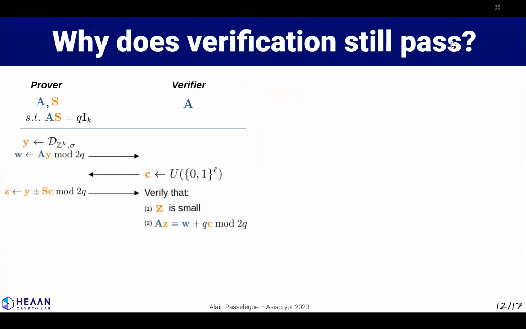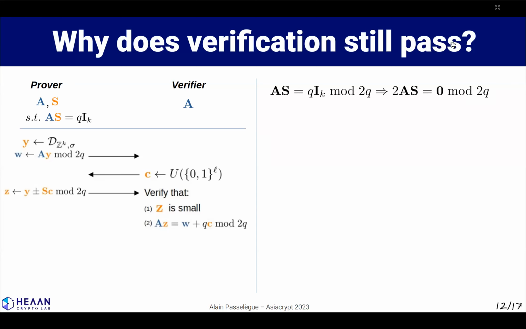Okay, so let's go back to why this new key gen works. Why do we have two options for the response to the challenge? So what we have is that A times S is equal to Q times the identity over 2Q. And so what it implies is basically that 2 times A times S is 0 over 2Q.